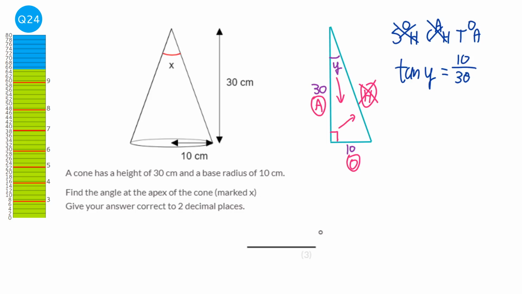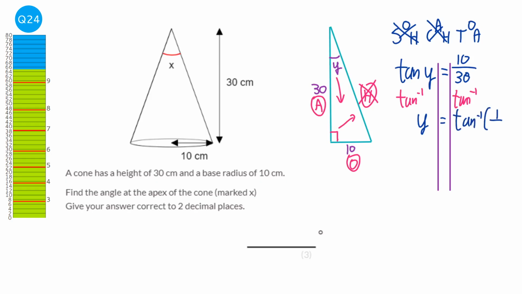And so tan, so we're going to inverse tan both sides, so we're going to have to solve this. So let's get my lines in. And we're going to inverse tan both sides. So that would just leave y on the left hand side, and then we need to find out what the inverse tan of a third is. And the inverse tan of a third is 18.434 blah blah blah.